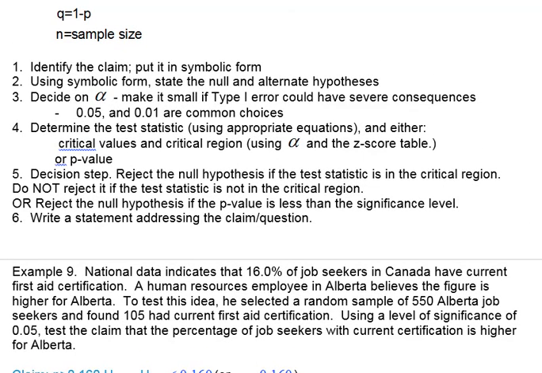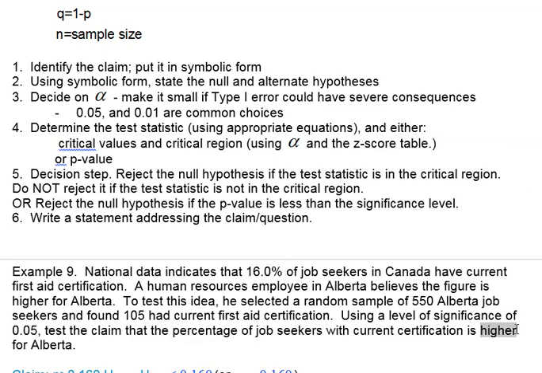So first example here, as usual, we're looking for what the claim is. And as usual, we've got this nice "test the claim," and what follows is the claim. So the percentage of job seekers is higher for Alberta. So we're comparing this to the national 16%.